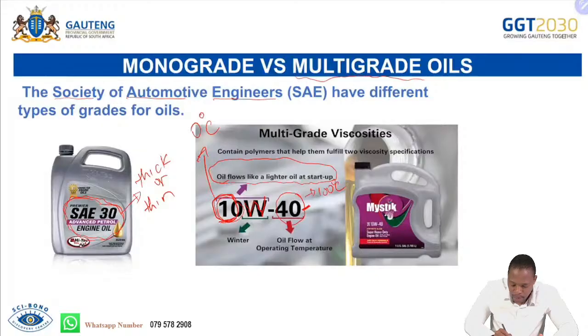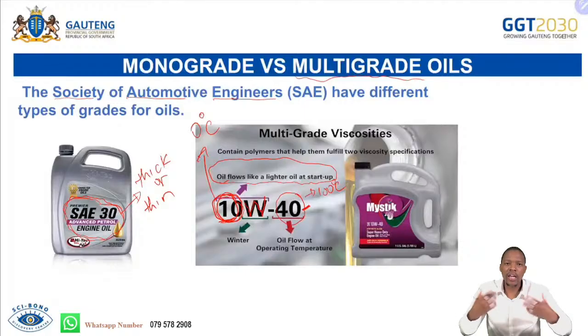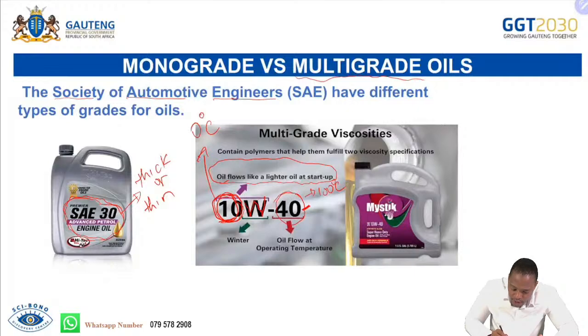If it's winter, it will be able to go to 10 in the morning while it's still cold, right? But then when the engine heats up later on in the day, as you keep on driving your car, it will now start functioning as a 40, okay? And it's important that we know that this W stands for winter, grade 12, okay?